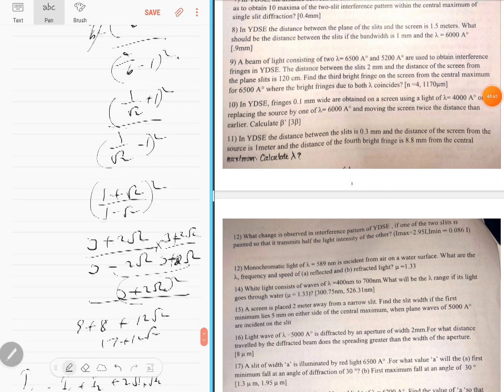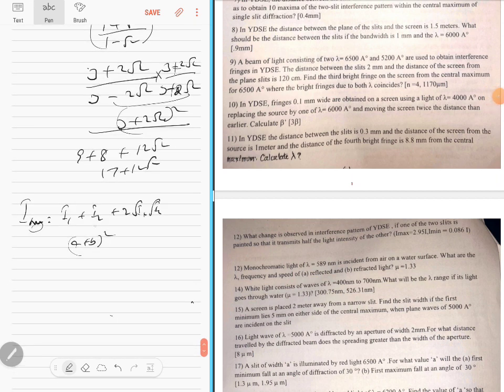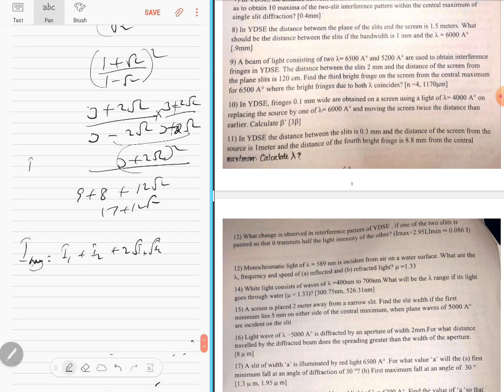For individual intensities, the formula I know is I1 plus I2 plus 2 root I1 I2 cos phi. In that case, you know that one has got half the intensity. For maxima, you know that phi has got to be 0. If one intensity is half the other, I1 is half of I2, correct? So I2 is 2I1, we can write. So I1 plus 2I1, we can write.